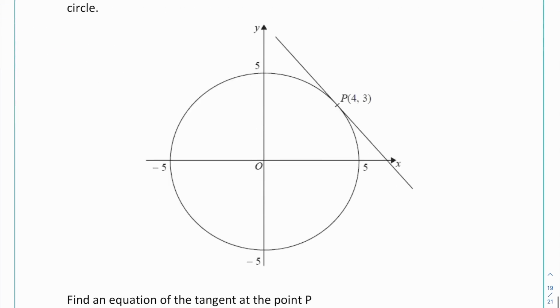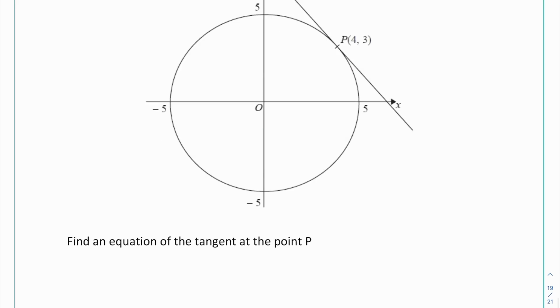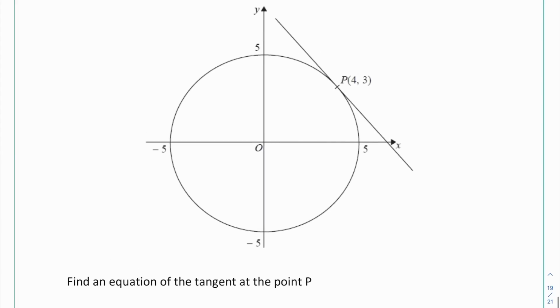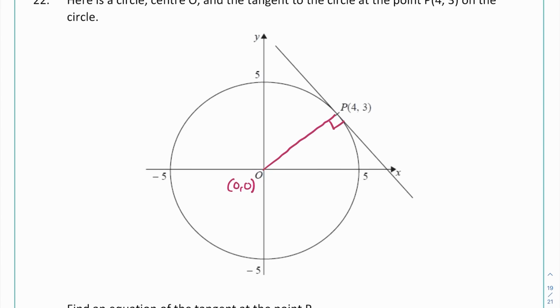It says here is a circle centre (0, 0), and the tangent to the circle at the point P (4, 3). Find an equation of the tangent at the point P. Now finding the equation of a tangent isn't actually too bad. We've got the coordinate (0, 0) at the centre and the coordinate P. And if we find the gradient of the radius, we know that a tangent is at 90 degrees to the radius. So we can find the negative reciprocal of that and then just plug it into y = mx + c. It is a relatively long process, but once you've got your head around these, they're not too bad.